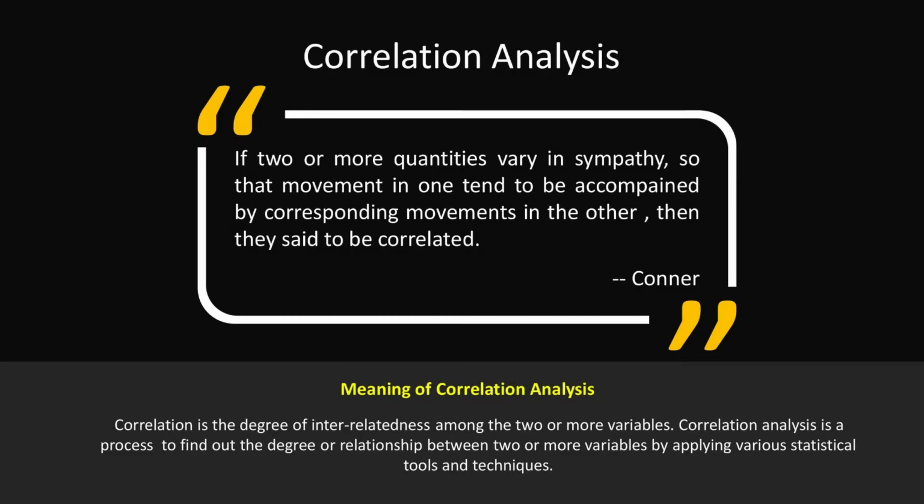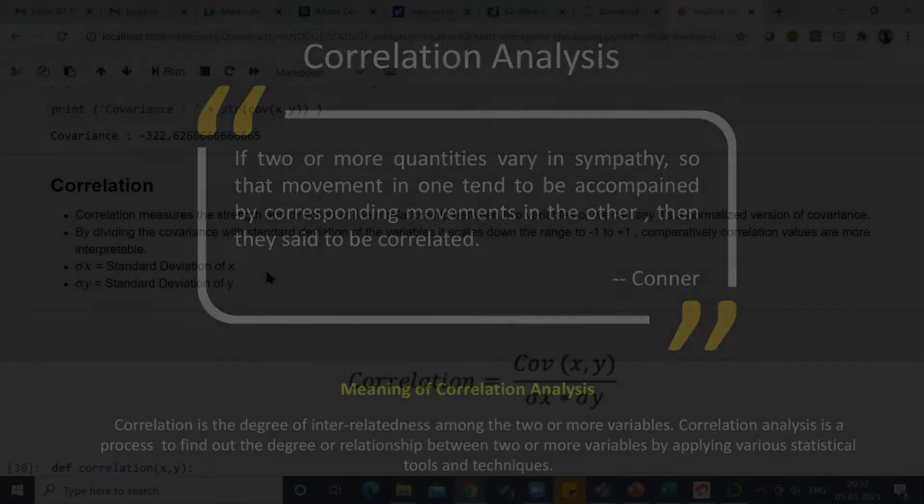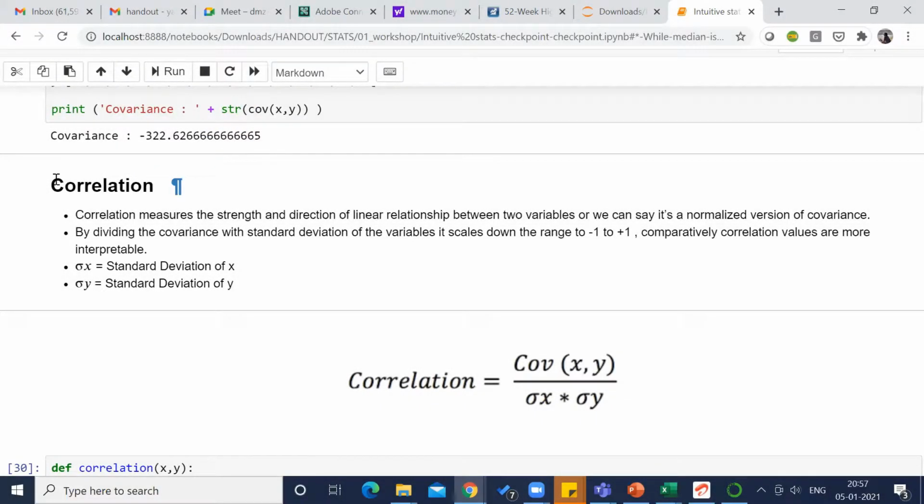This is the first concept, guys, where you actually relate two variables. The relationship between two variables is identified using correlation. And a correlation is what? It is just measuring the strength of linear relationship between two variables. It's a normalized version of covariance.